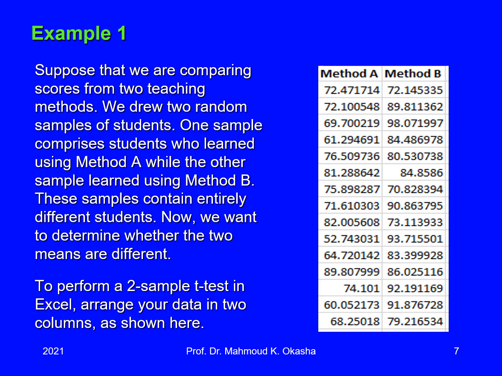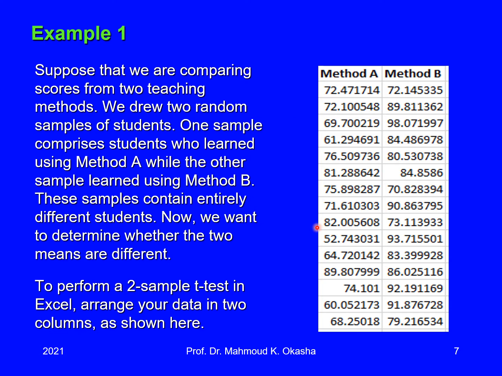Example 1. That's the most important part in this session, in this tutorial. We want to learn how to use Excel, right? We assume that we have data. Data here are drawn, generated randomly. It is not real data, but we generated it randomly, assuming that there are samples of students. One sample comprises students who learned using method A, while the other sample learned using method B. So there are two methods of teaching or learning.